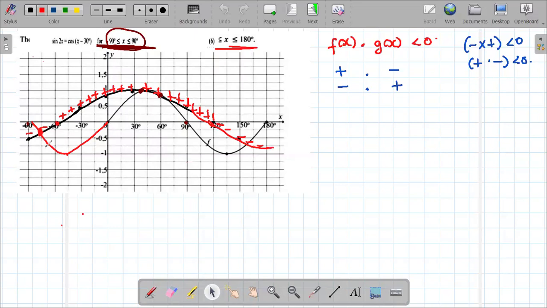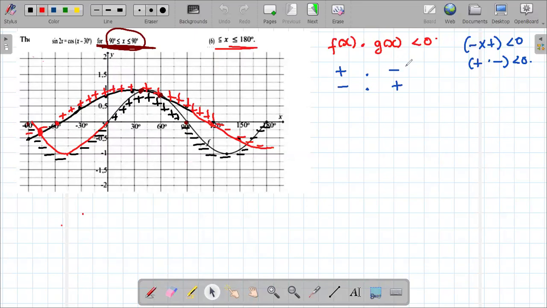Okay, so I'm going to the other one. Negative for a stretch, then 0. Then positive for a stretch, then negative. I'm done with my interpretation.